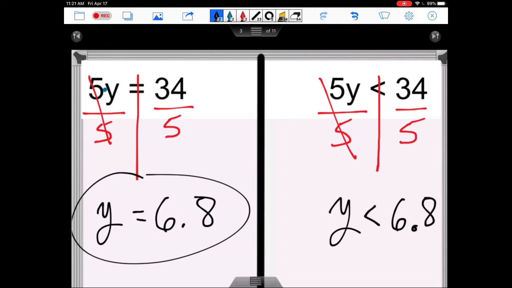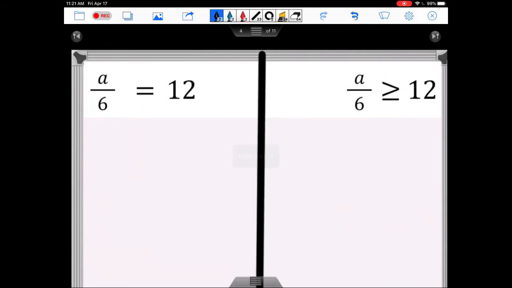Right. Let's do one more example. In this example, we have a fraction. The fraction shouldn't concern us. That's just a way to show division. So these are division problems. What's the inverse or the opposite of division? It's going to be to multiply. Okay? Or better yet, to kind of multiply by the reciprocal.